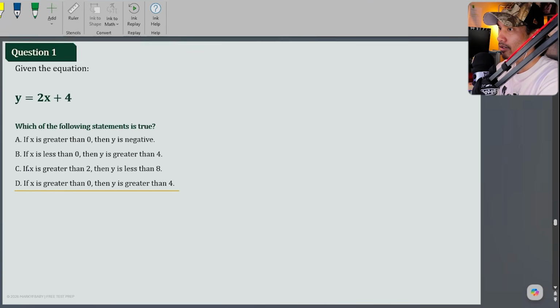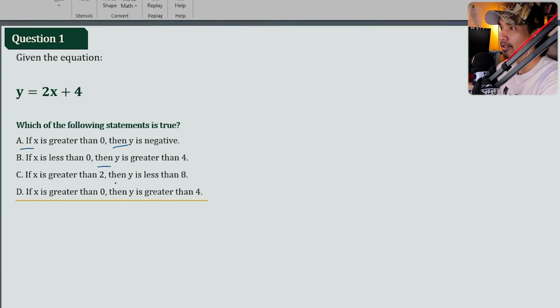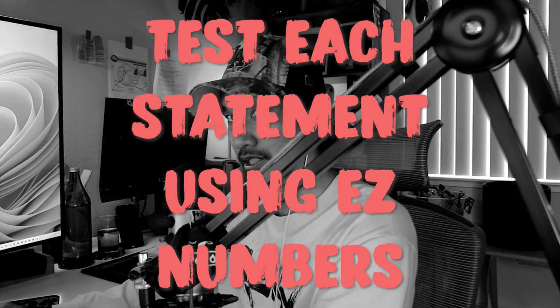We can see here, looking at our answer choices, that this is an if-then statement. If x, then y. So how does x affect y? All we have to do is plug in easy numbers for each of the statements. We're going to be testing each statement.